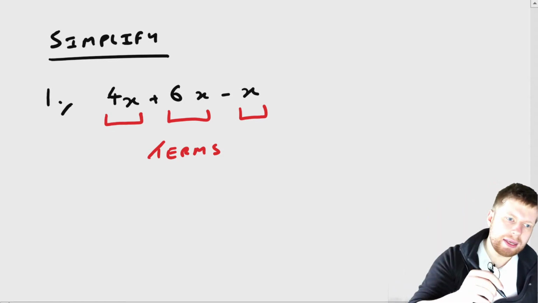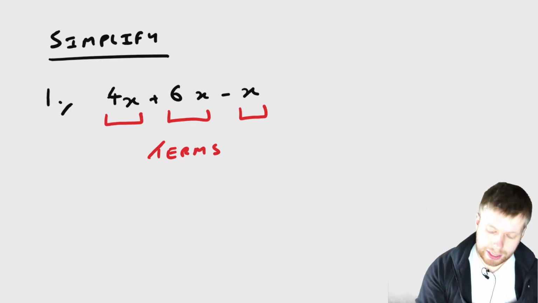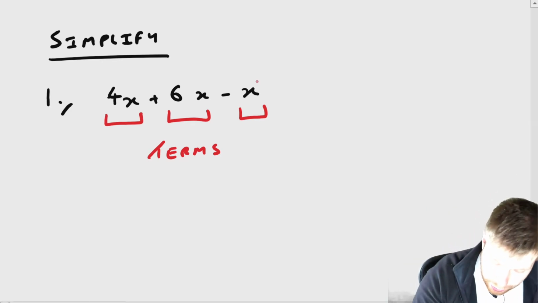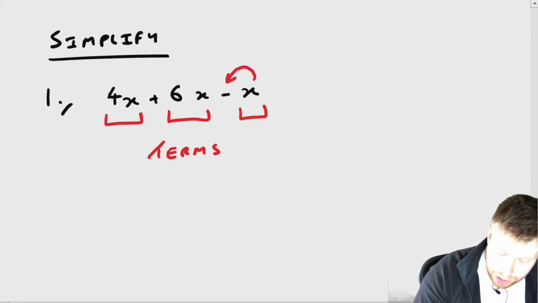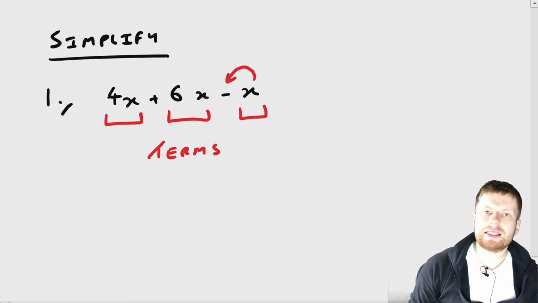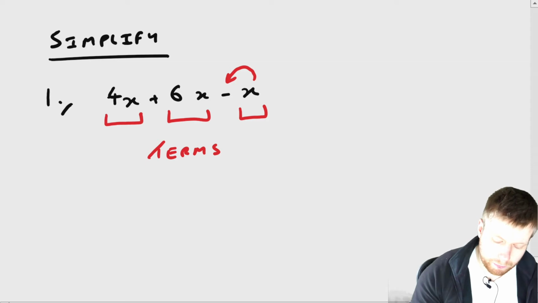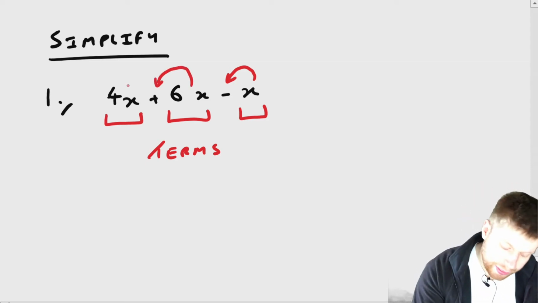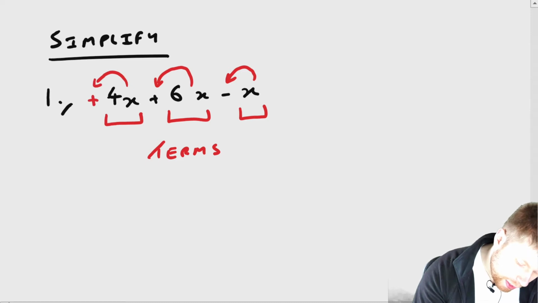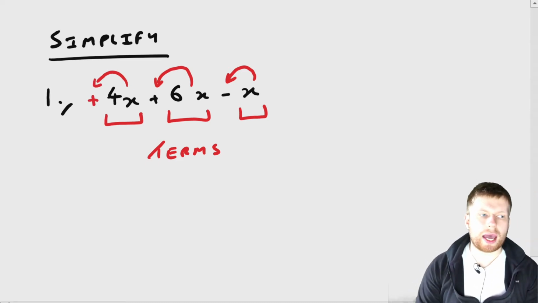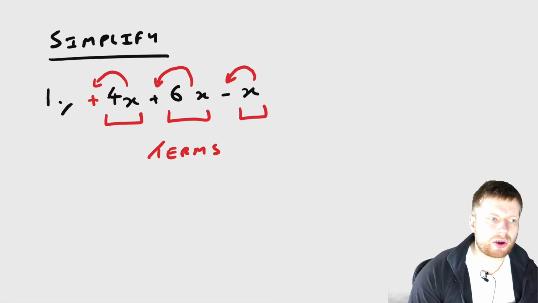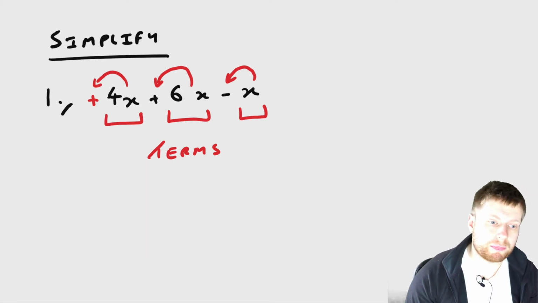Now, the sign of that term, so whether it's positive or negative, is always given by the sign which precedes it. So, for example, if you look at this last term here, this last term will be negative because there's a negative in front of it. Okay, there's a minus symbol. This 6x will be positive because there's a plus in front of it. And this 4x will also be positive. It's just we haven't bothered to write it. Okay, so there is a plus there just kind of hiding. So if you don't see a sign in front of the term, assume it is positive.